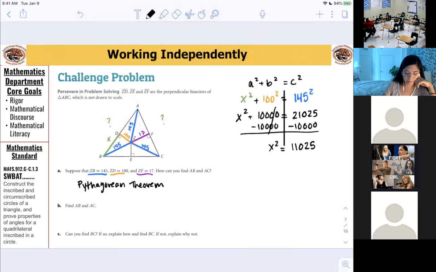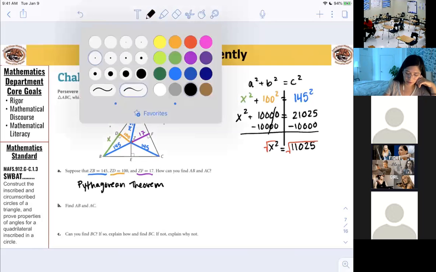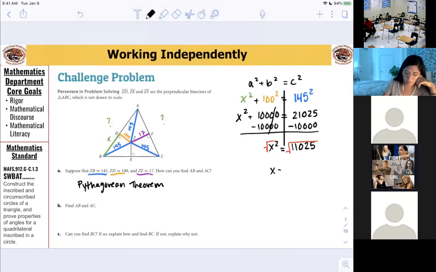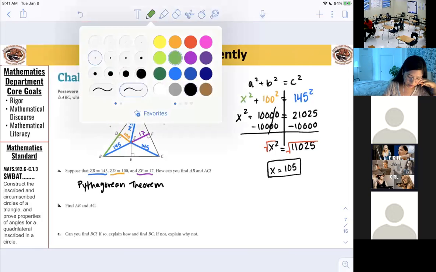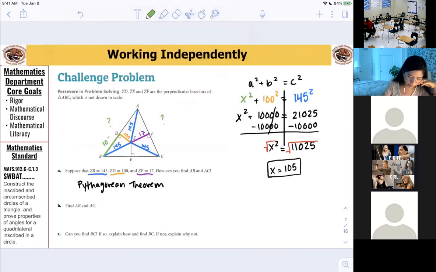what do I do here? We find the square root. Good. Take the square root of 11,025. What do you get? Good, Janelle, 105. All right, so I know x is 105. So this right here is 105.